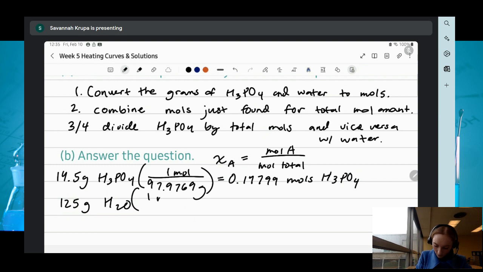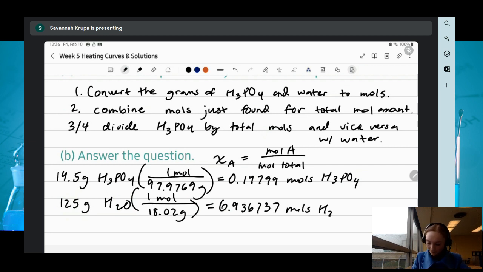And for every 1 mole of the water, we will have 18.02 grams. So that's the molar mass of water. And so calculated that out is 6.936737 moles of water. And so now the total moles, just adding those two together.